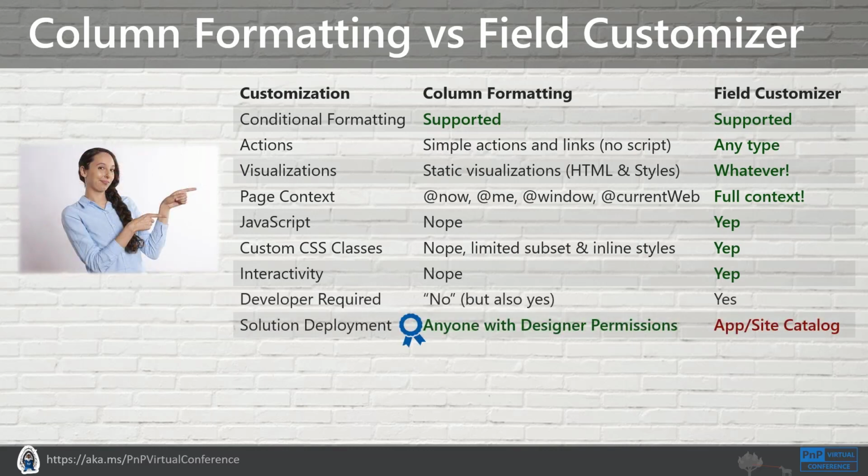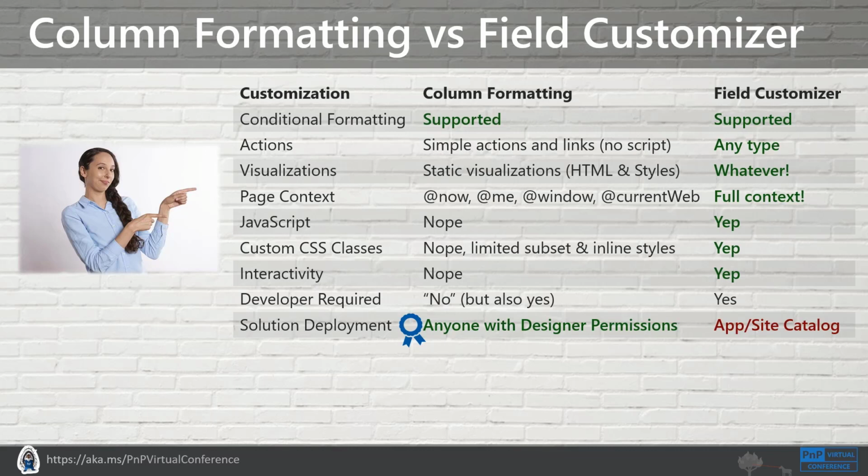So why are we recommending this? Well, the main point is the developer is not truly required for column formatting because you can just copy and paste these. But the biggest thing is that anyone with designer permissions can add these to their modern list views, which is really, really powerful. You don't have to go through a change management board. If someone decides that now they don't want that due date to be red, they want it to be chartreuse. Is that a color? Sure. You want it to be that color? That's a simple update, right?